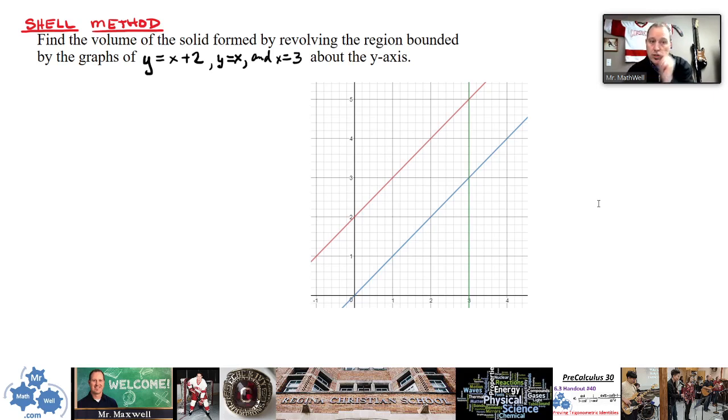So before we do the cylindrical shell, I'm just going to really quickly show you something. If we were trying to find the area here, what do we got? y equals x plus 2, that's this one, and y equals x. So the region is the boundary in between these two and also before x equals 3, this vertical line. So here's my region. Now, we're going to wrap this around the y-axis.